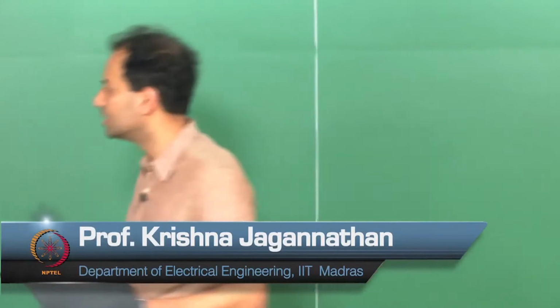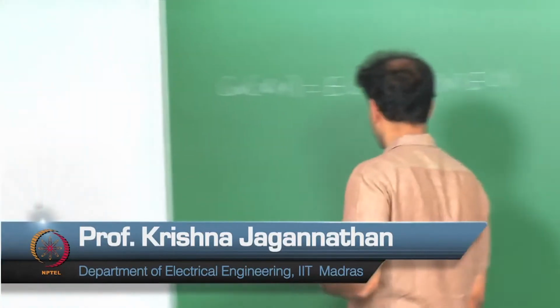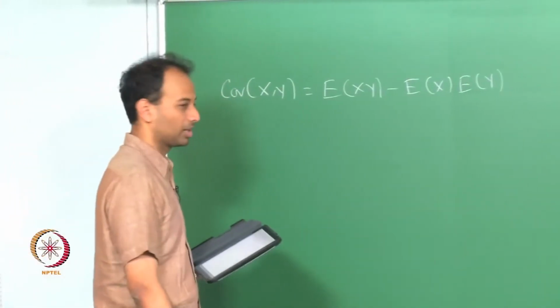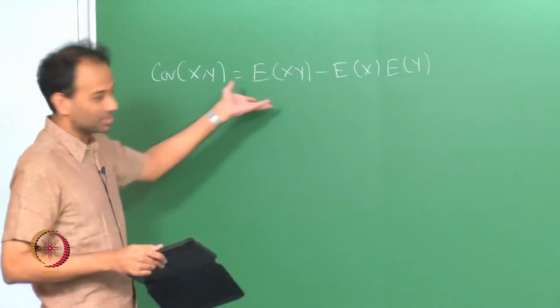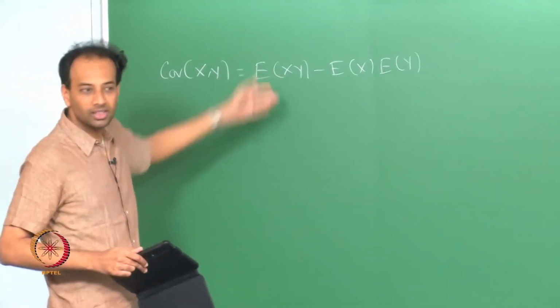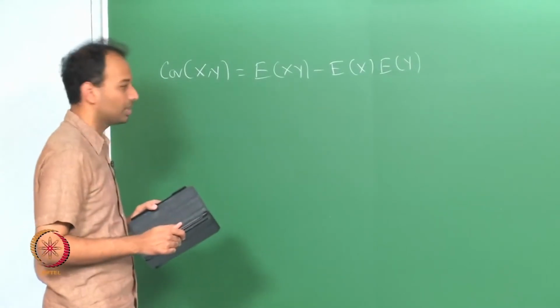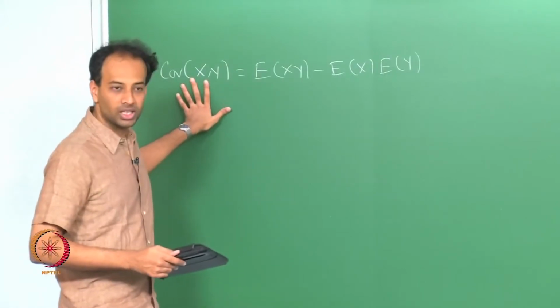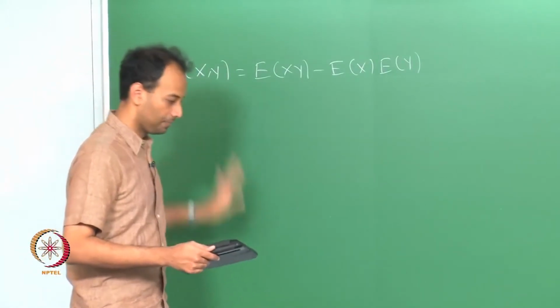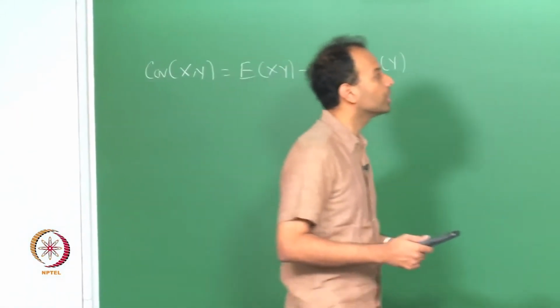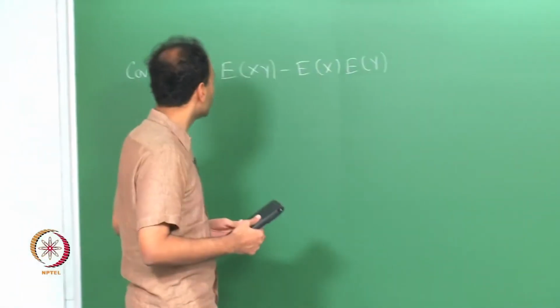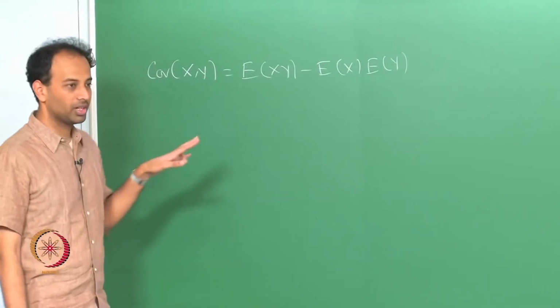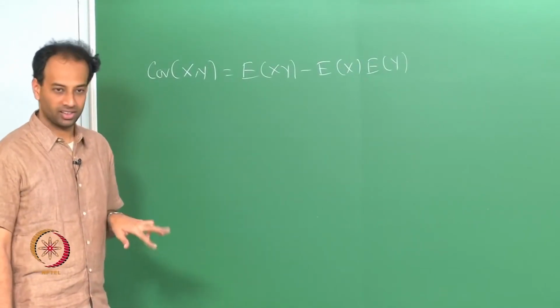Last class we were discussing variance and covariance. The covariance of two random variables is defined as expectation of xy minus expectation of x times expectation of y, whenever it is well defined. We said that the random variables x and y are said to be uncorrelated if covariance of x, y equals 0. We were in the middle of proving a theorem which says that if x and y are independent, then they are necessarily uncorrelated.